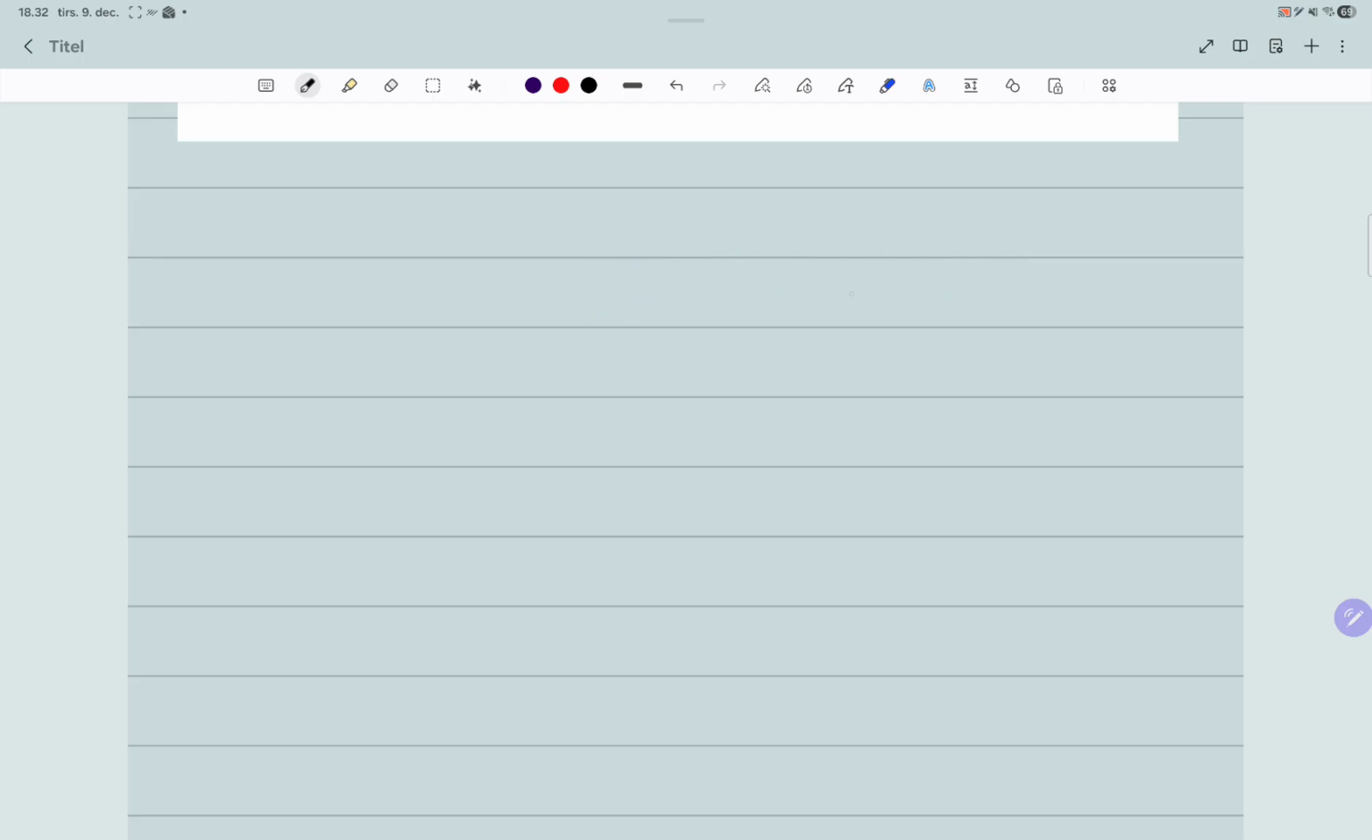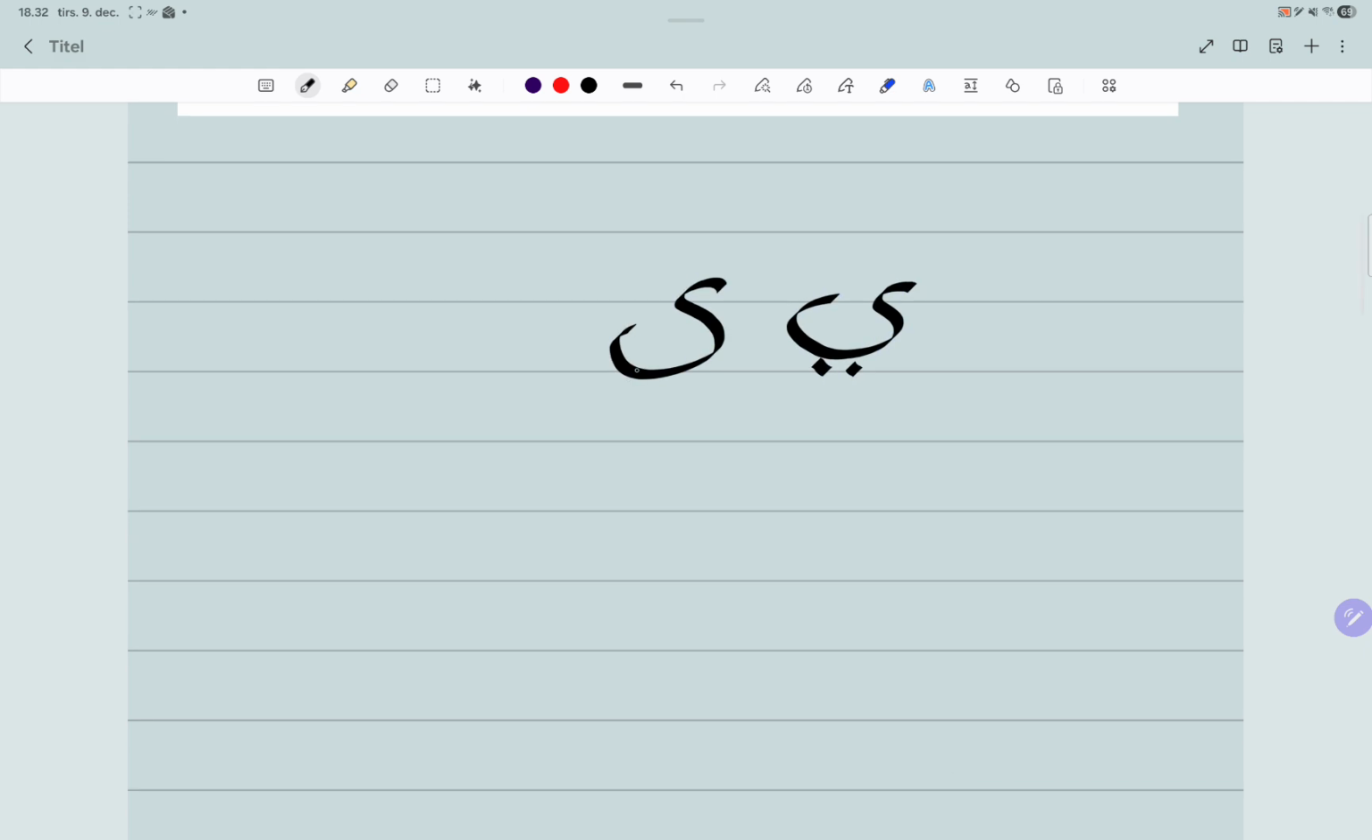And the second last letter is ya. Notice that ya has 2 dots below, and it looks like a duck, you can call it, and you can remember it best by the 2 dots below. Yes. Ya.